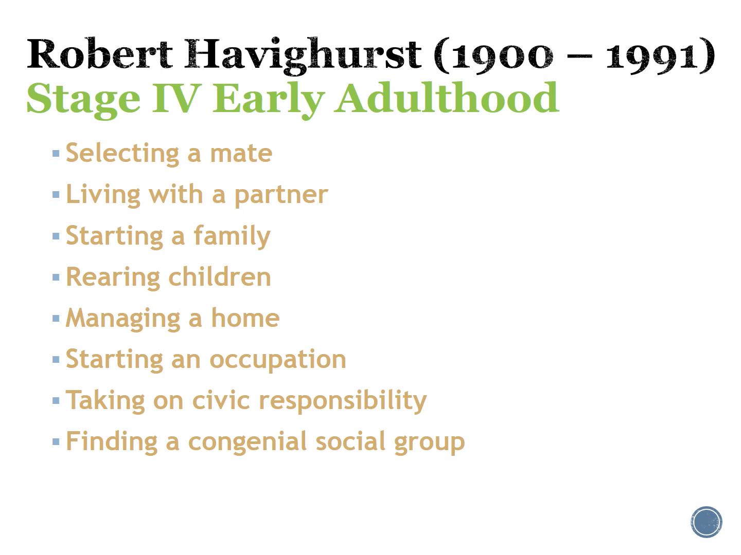The first stage of Havinghurst is early adulthood. At this stage in your life, you should be selecting a mate, living with a partner, having a family, raising children, managing a home, starting an occupation, taking on civic responsibility, so obeying the laws and such, finding a congenial social group, so being able to relate with your peers.